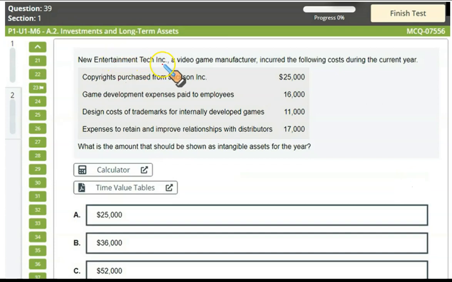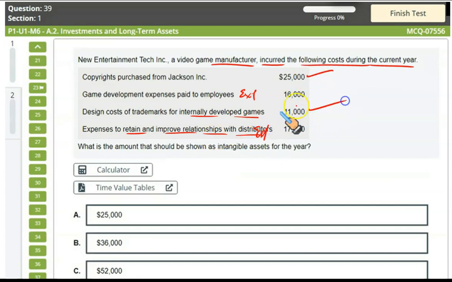New Entertainment Tech Incorporated, a video game manufacturer, incurred the following costs during the current year: copyright purchase from Jackson, game development expenses paid to employees as a part of salary, which is basically an expense, design cost of trademarks for internally developed games, and expenses to retain and improve relationship with the customer. This is clearly an expense. So there are two items that might need to be considered. What is the amount that should be shown as an intangible asset for the year?